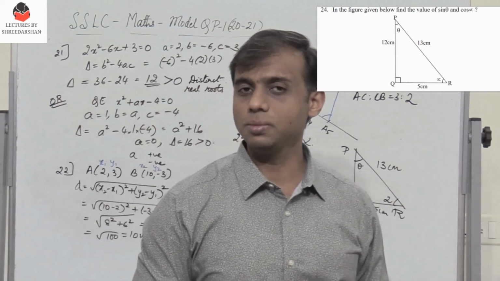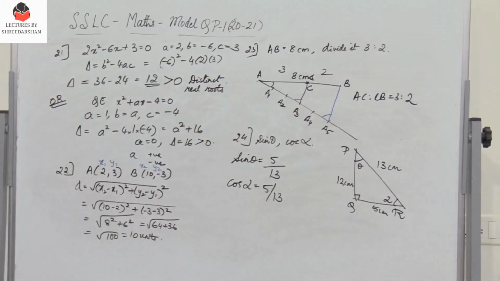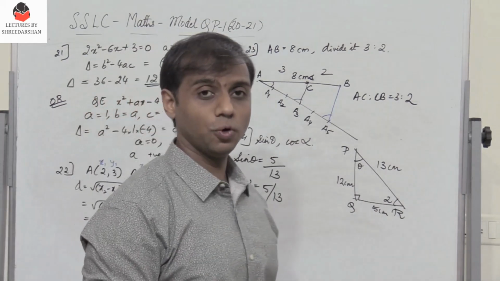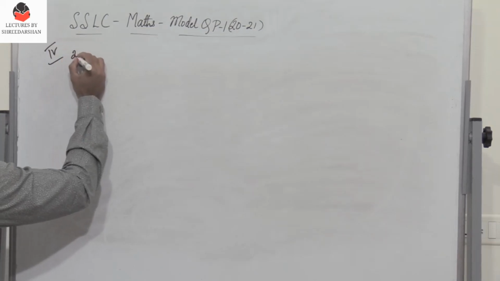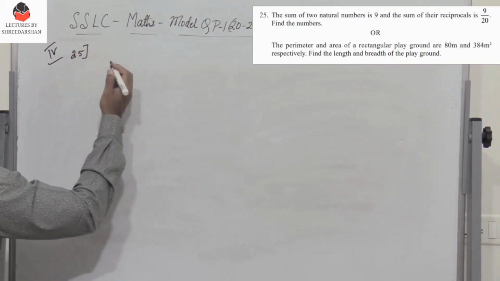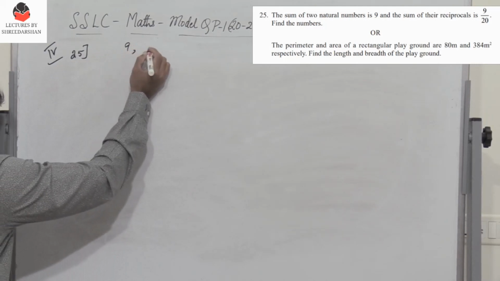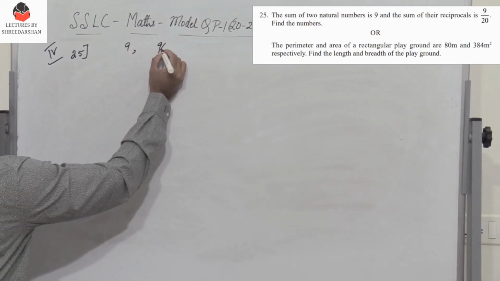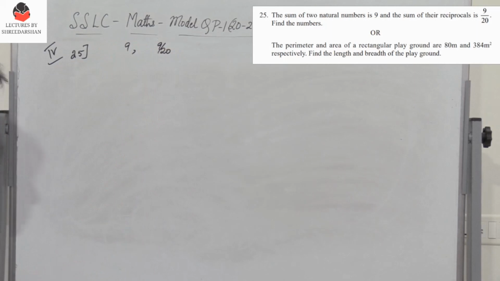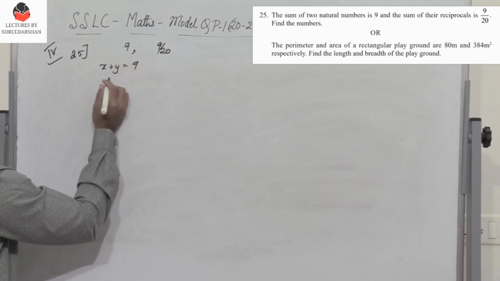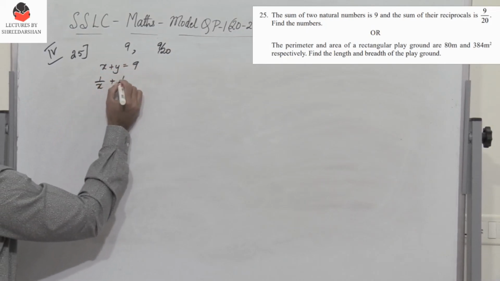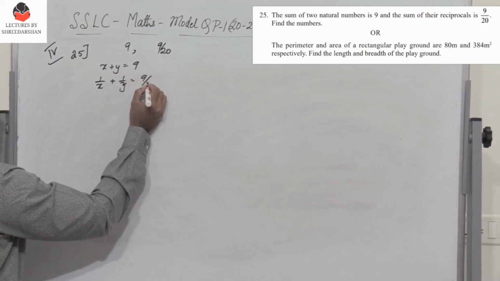So very simple problems. Now we have completed all the problems in this section, which is section 3. So let's move on to section 4, where each problem carries 3 marks. So section 4, we have problem 25. The sum of two natural numbers is 9 and the sum of the reciprocals is 9 by 20. So we need to find the two numbers. So let the two numbers be x and y. So x plus y equals 9 and 1 by x plus 1 by y equals 9 by 20.